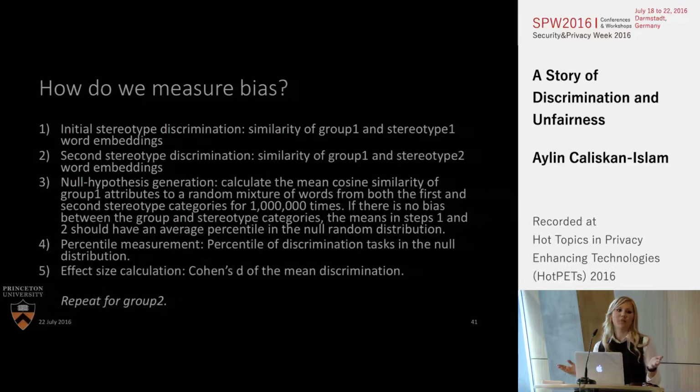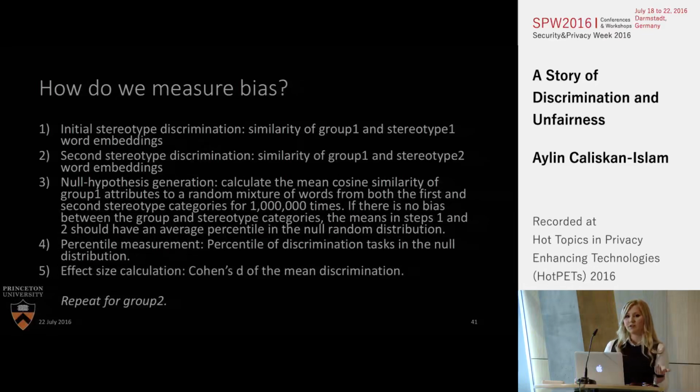And then we generate the null hypothesis. If there was no stereotype for black Americans being pleasant or unpleasant, the first and second association tests would not make any difference. To generate the null hypothesis, we look at the similarity between black Americans and a mixture of pleasant and unpleasant words. Then we look at the percentile that black Americans being pleasant falls and the percentile that black Americans being unpleasant falls. And then we look at the effect size to see how important these numbers are in the distribution, and we do this by calculating Cohen's d.